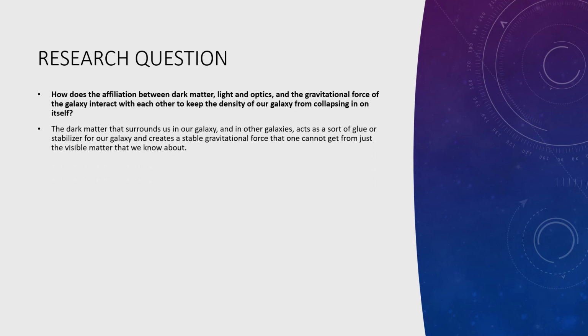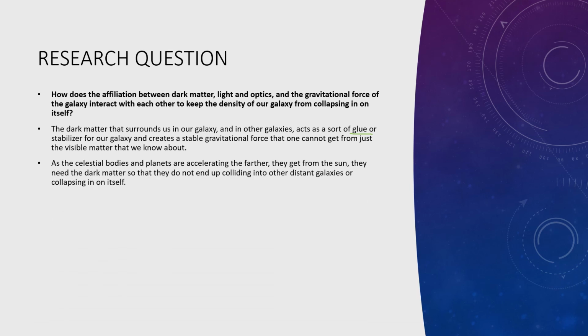Well, the answer is the dark matter that surrounds us in our galaxy and in other galaxies acts as sort of like a glue, if you will, or stabilizer for our galaxy, and it creates a stable gravitational force that one cannot get from just the visible matter that we know of. As the celestial bodies and planets are accelerating, going faster the farther they get from the sun, they need dark matter so they don't end up colliding into other distant galaxies or collapsing in on themselves. And light and optics, in the whole grand scheme of things, help us understand the nature of dark matter through gravitational lensing and what its purpose truly is.